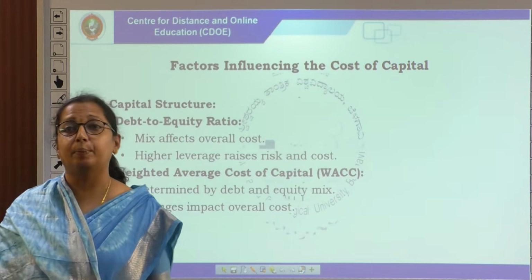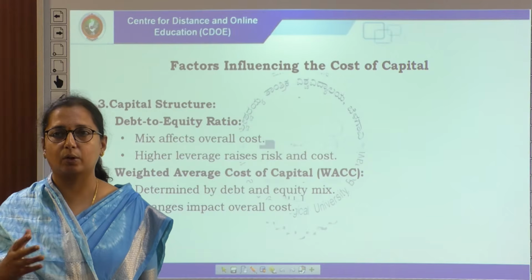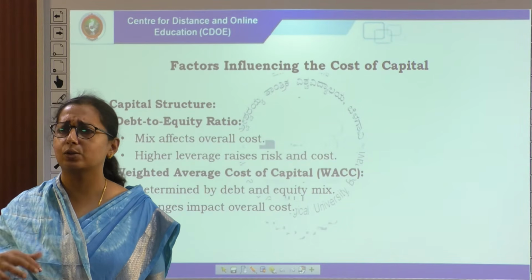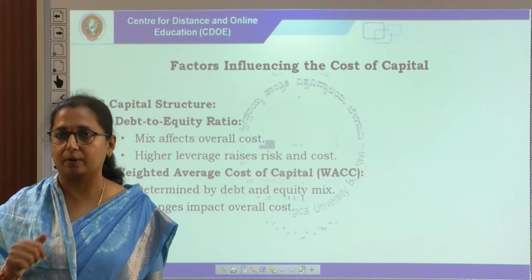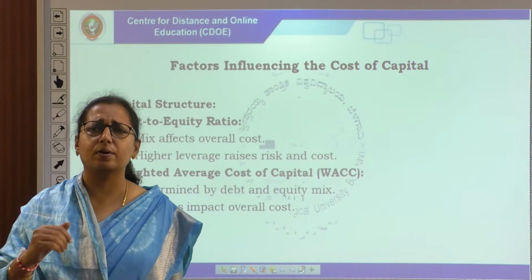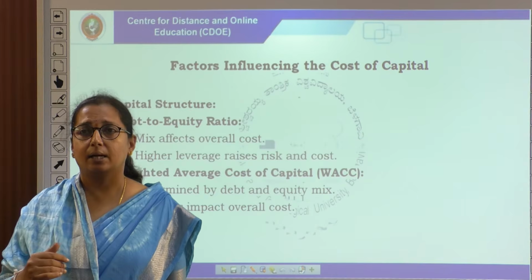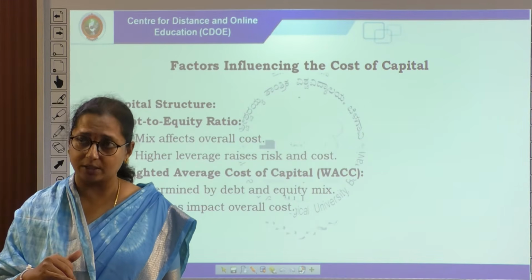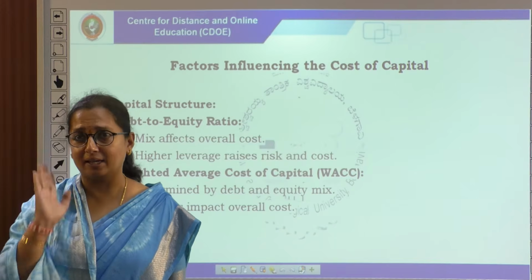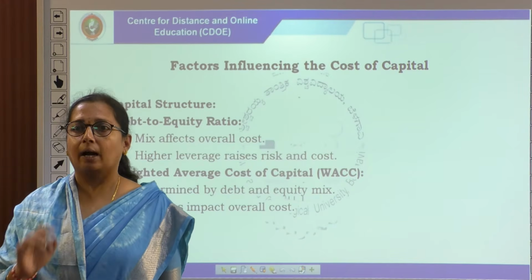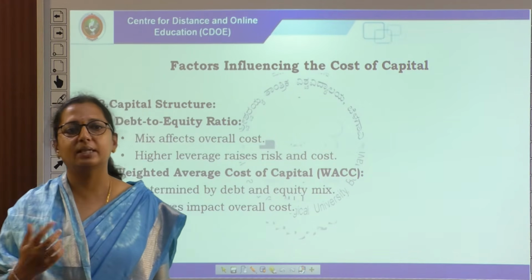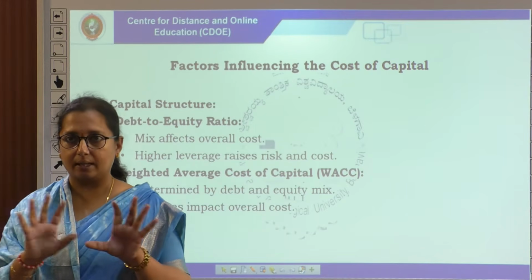Third one is capital structure, that is, what is the debt and equity ratio. We cannot raise funds only through equity, it will hamper your profit because the cost will be increasing. Or we cannot raise only through debt, because whether you earn profit or your company is under loss, debt has to be repaid along with the committed interest. So the debt to equity mix affects the overall cost.